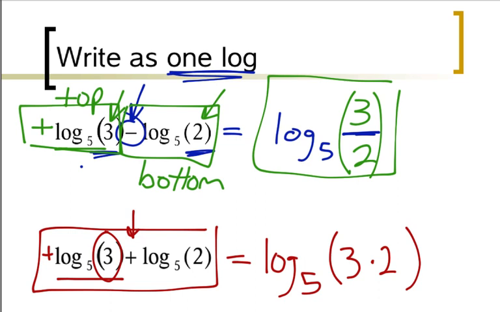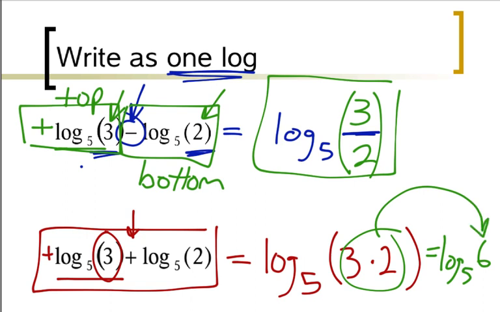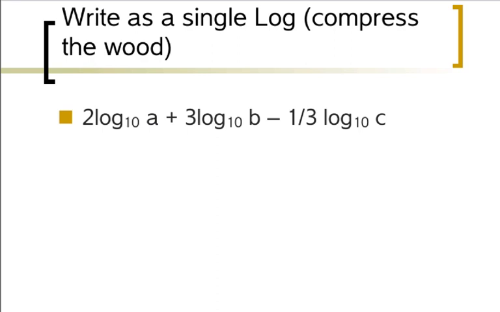You could probably clarify this a little bit and write that it's log base 5 of 6, because you can actually multiply these and get 6. Okay, and that would be a better final answer. Alright, let's do some more. This one's got multiple things.